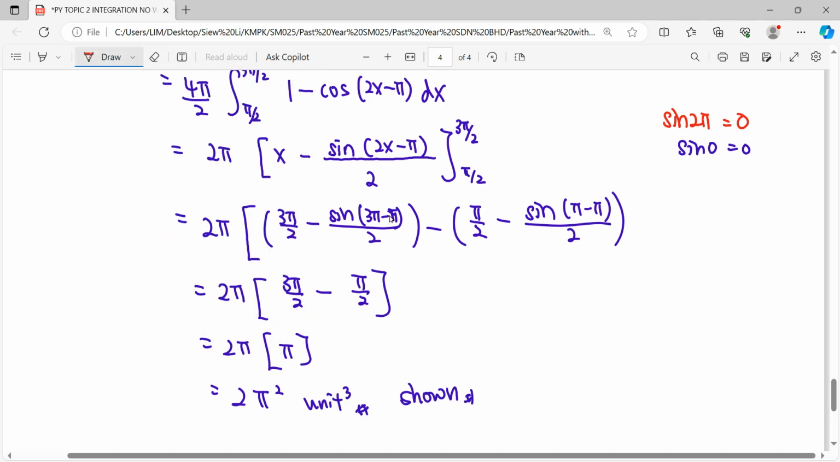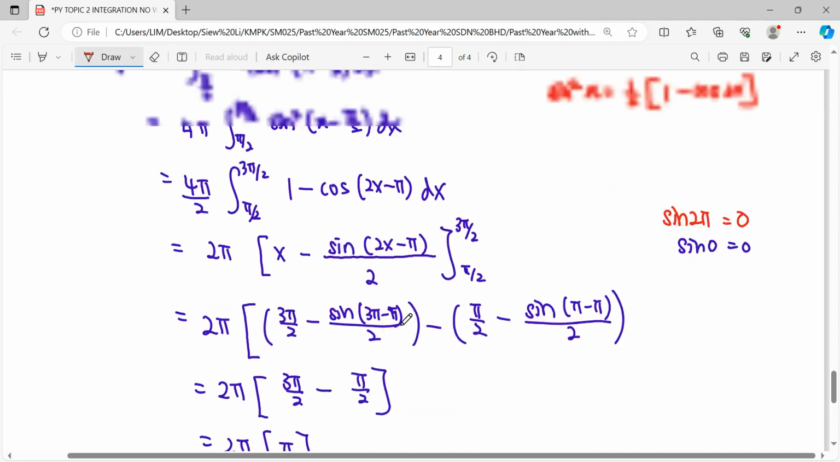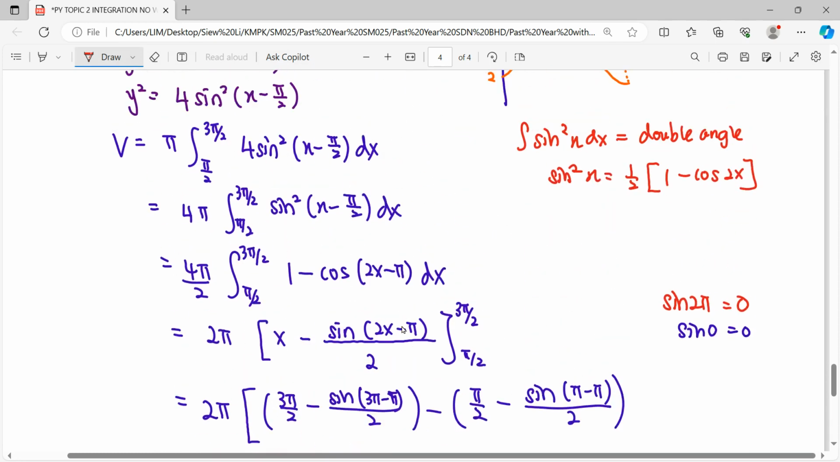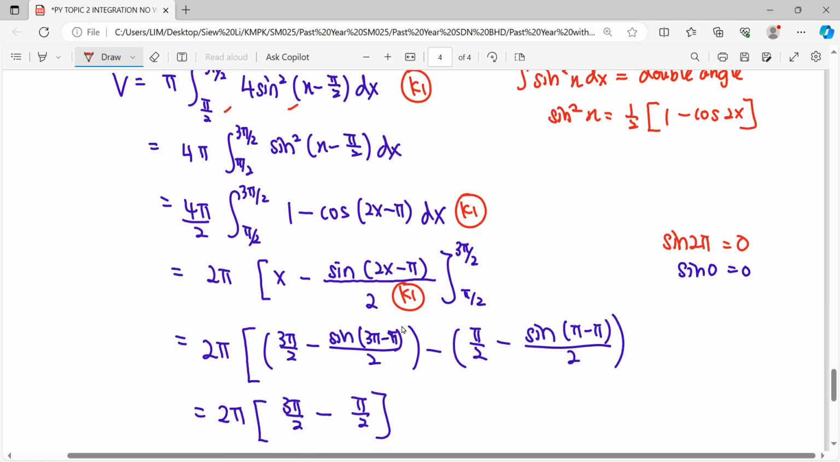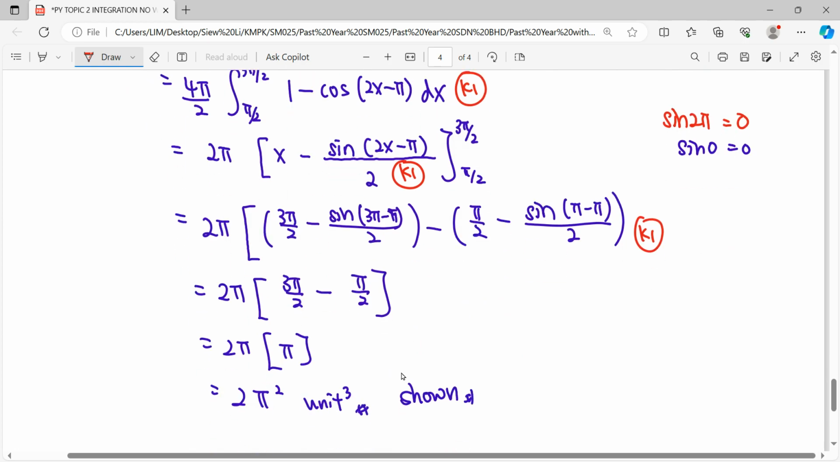So what is important here is, the first thing is the formula: the volume formula with correct limits and correct function. This will be the first concept, showing the correct formula of this volume. Then to integrate sine squared, perform the double angle formula. And then to integrate cos becomes sine. After that, show how you substitute the upper limit minus the lower limit until you get this.